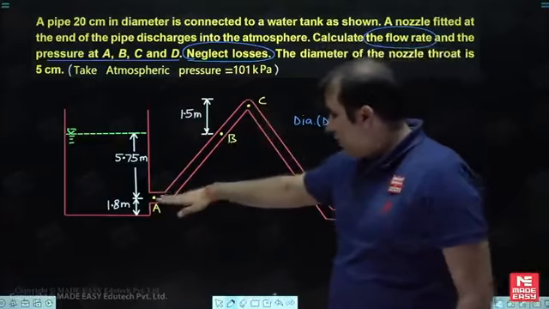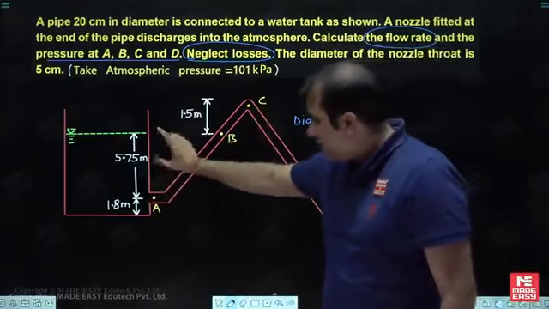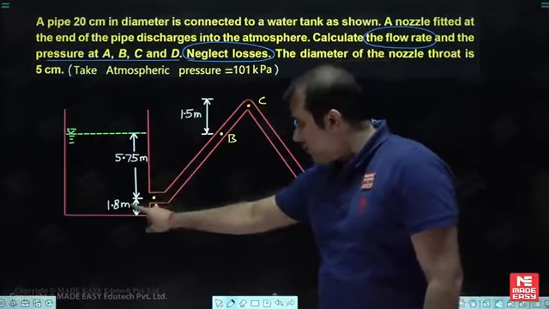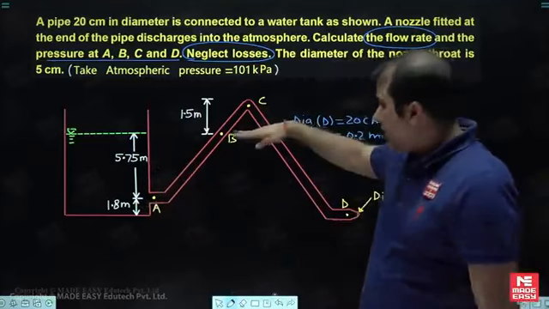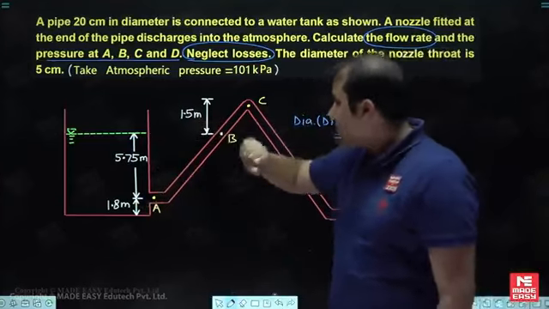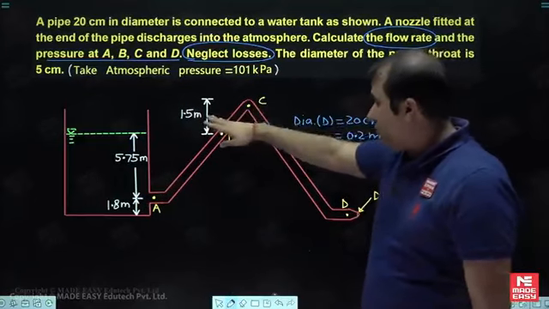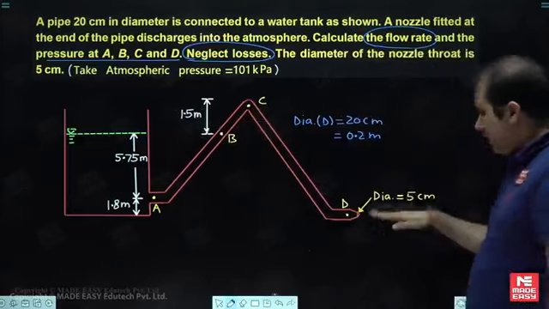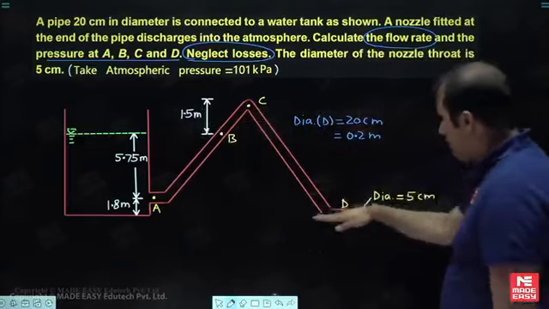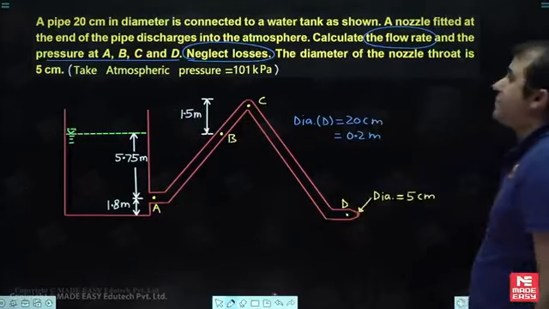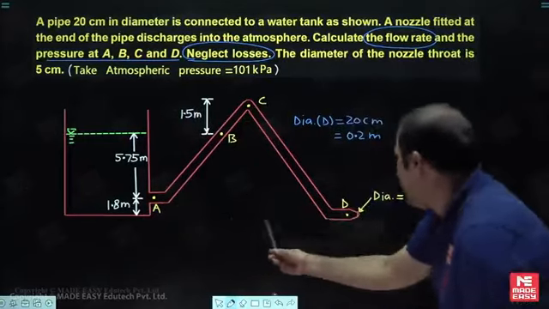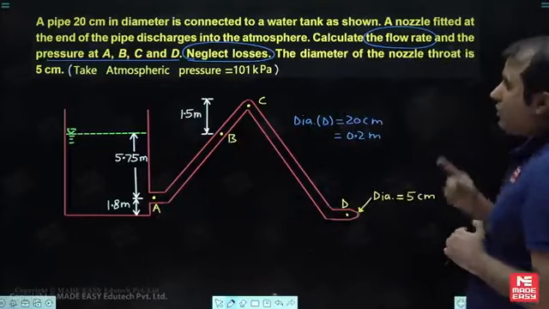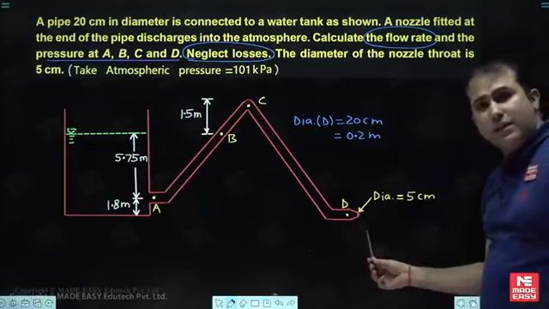A is at a level 5.75 meter down from the free surface. This difference, they have given, is 1.8 meter. B is at the same level as the free surface. C is 1.5 meter above B level, or you can say the free surface level. D is at the same level, this same level. The diameter of the nozzle throat is 5 centimeter. That means here the diameter is given, that is 5 centimeter.